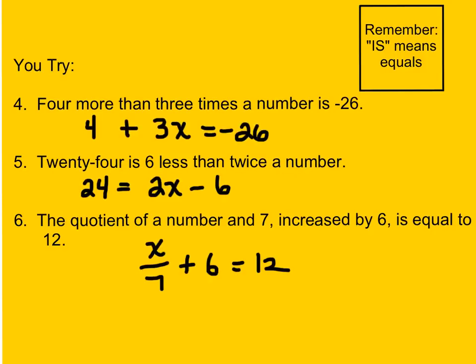Voila, here are your answers. So go ahead and check. Number 4 should be 4 plus 3x equals negative 26. Number 5, 24 is 6 less than twice a number. And then number 6, the quotient of a number and 7 increased or added to 6 is equal to 12.